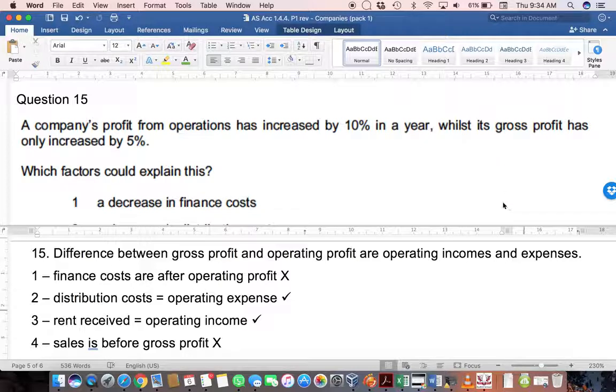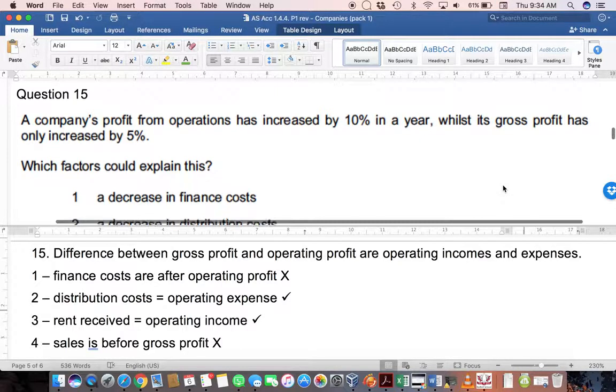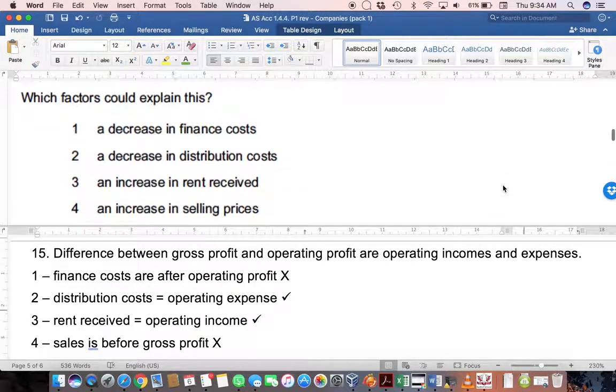The question then asks, what could explain the reason for a larger increase in operating profit than in gross profit? And given the fact that we've already seen that the difference must be our operating income and operating expenses, it means that either my operating income must have been higher than normal, or my operating expenses must have been less. So we need to now go and look for some options that would suit this.